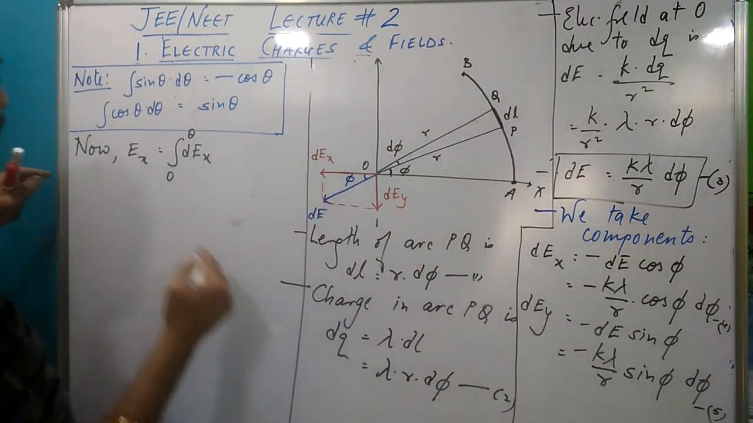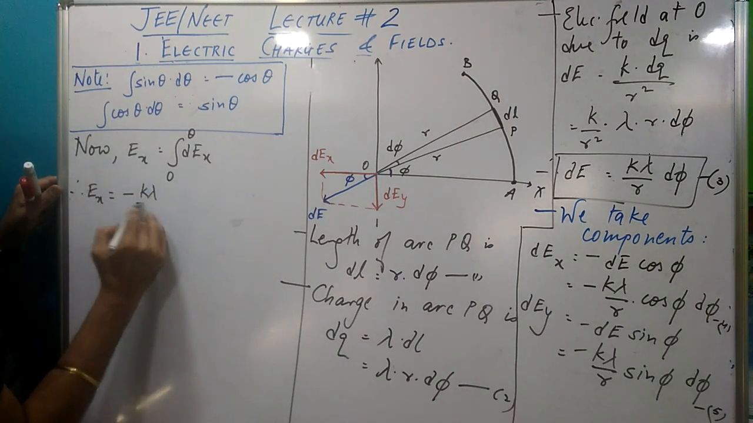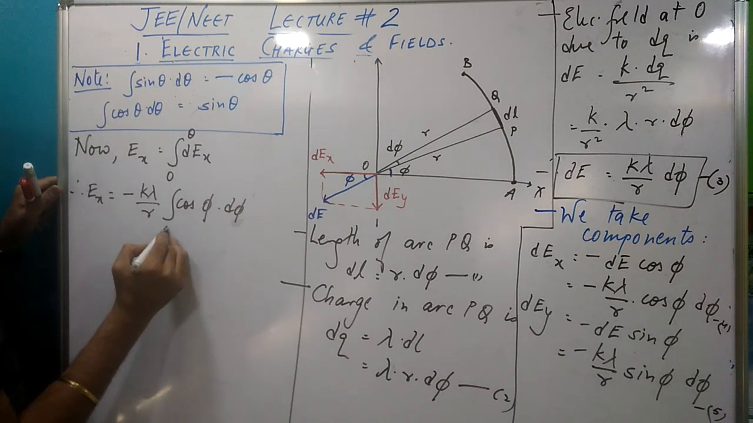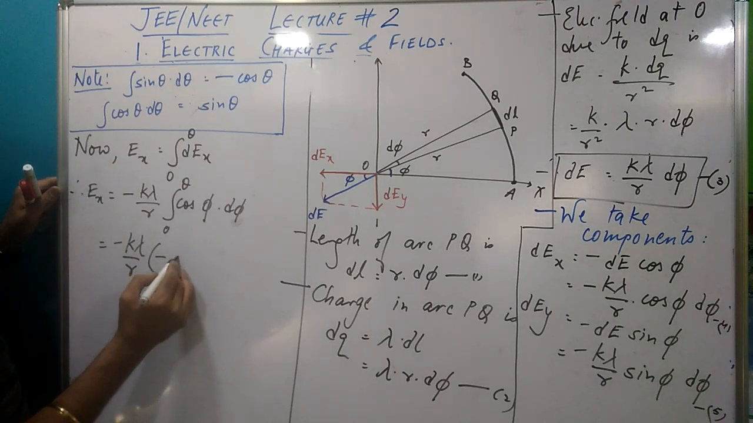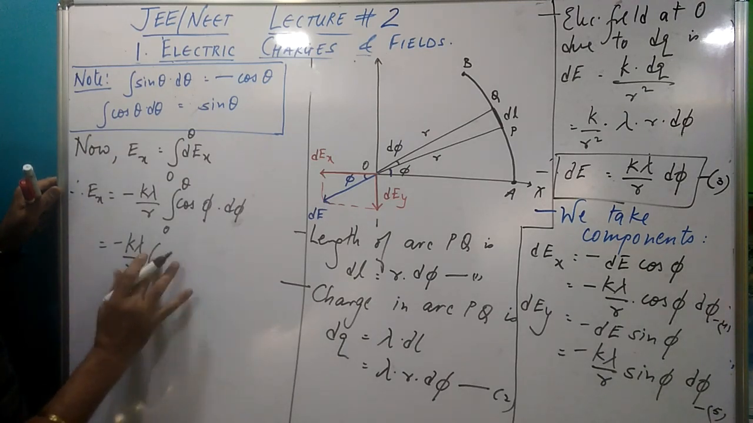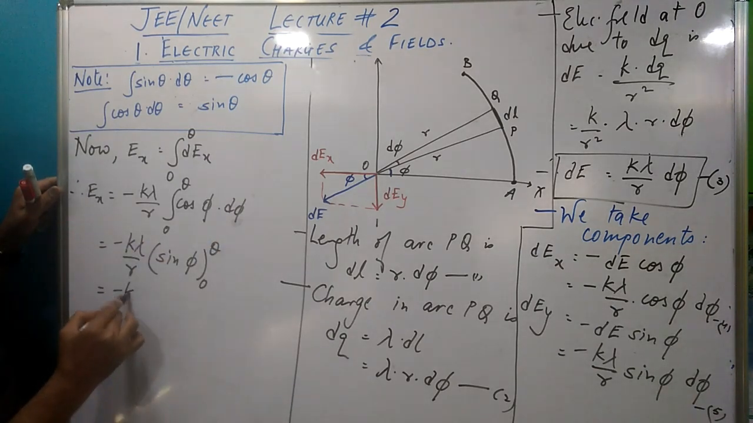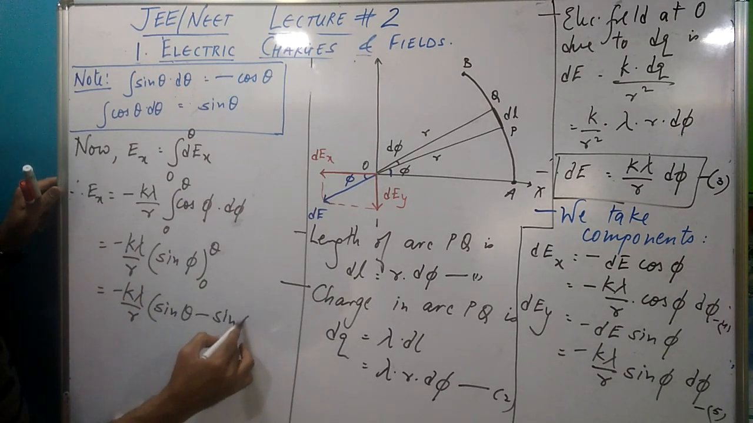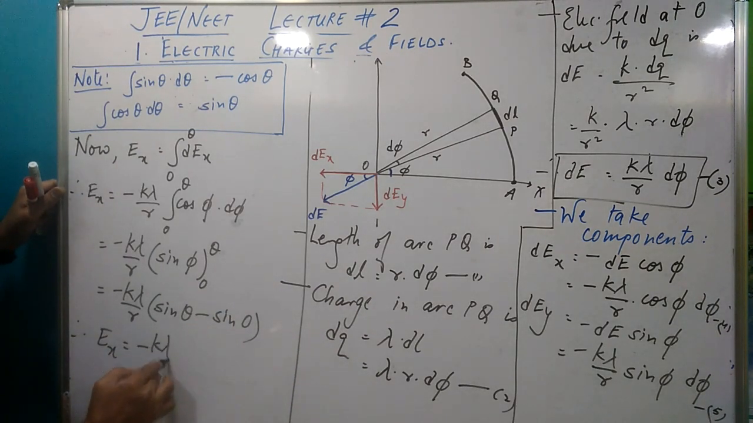And now we'll put dEx here. I'll take k, lambda and r outside again. Integral cos phi d phi from 0 to theta. The formula upstairs tells us the entire story. This is minus, integral cos theta is only sine theta from 0 to theta. First the upper limit and minus the lower limit. So sine theta minus sine 0. Sine 0 is 0. So Ex is simply minus k lambda by r sine theta.